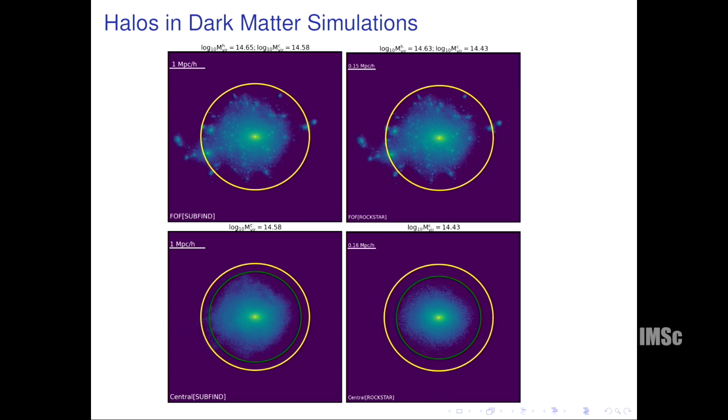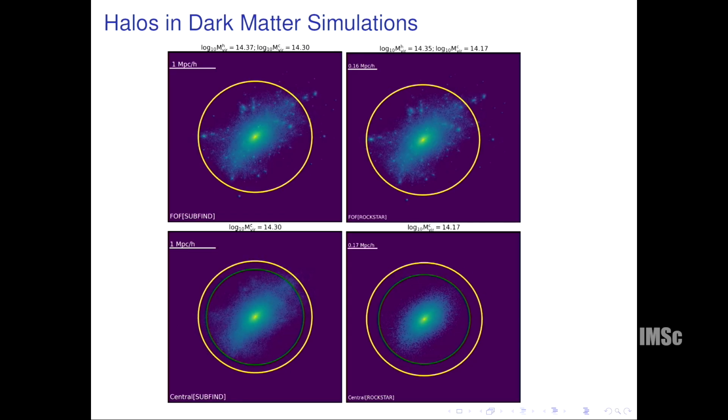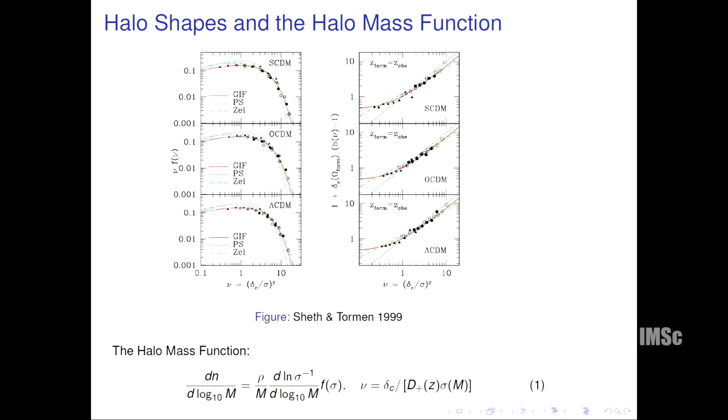We'll be talking about only central halos because satellites may affect the way we measure the shapes of these halos. So this is another such 10 to the 14 solar mass halo, very different in shape. What we'll be doing again is to quantify the shapes and look at the distribution over the entire simulation, the distribution function of these shapes.